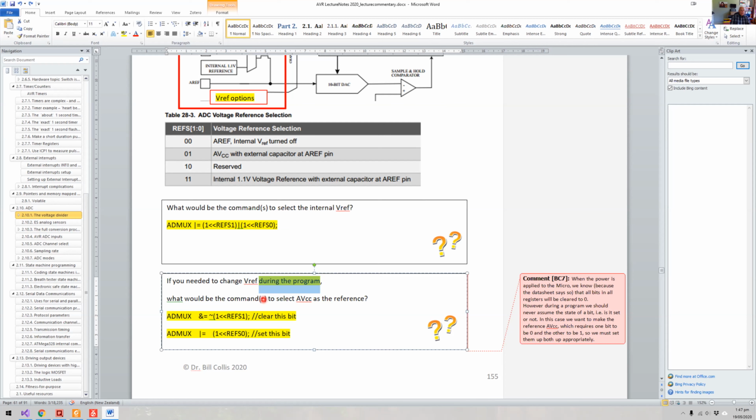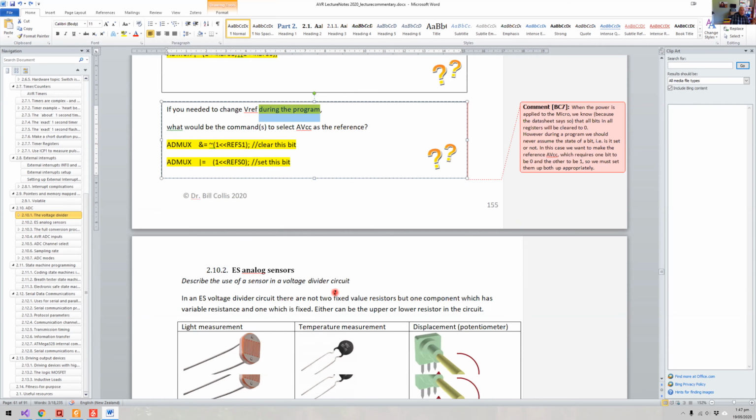This is really important. Again, this whole concept of state. What is happening at the moment in a program has been possibly affected by what has come before. And so we cannot assume that this bit will be clear. So we should definitely purposefully clear it, and then we should set this bit as well so that we get our new reference. You see, we might have changed from this to this during the program. Okay, so just a little bit of a pointer out there.